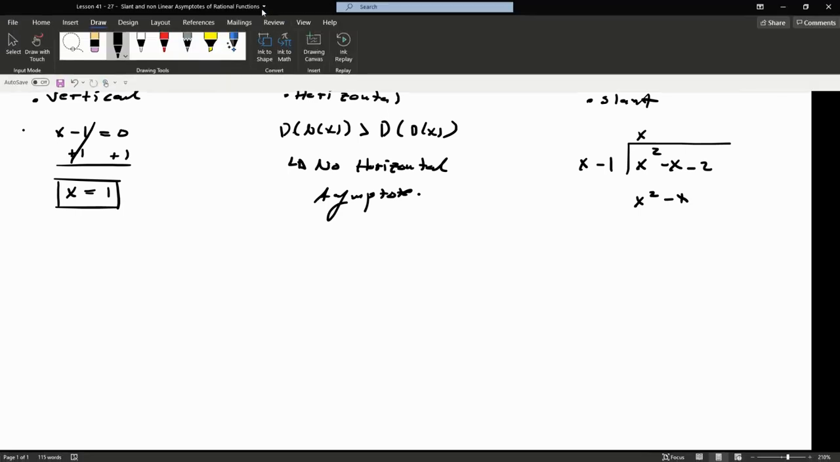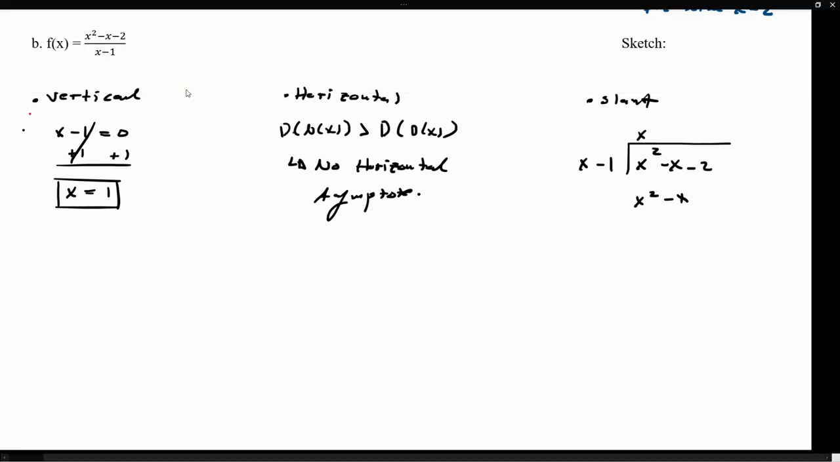Let's multiply that. x times x, so that's x squared. Negative 1 times x, so that's negative x. And before we combine, we have to switch the sign. So this is a negative, that's a positive. They cancel out, and the only thing that is left is negative 2. So let's just bring that down. So this is my remainder.